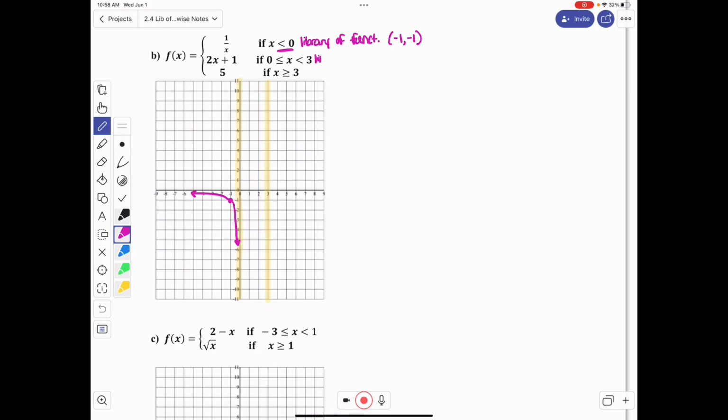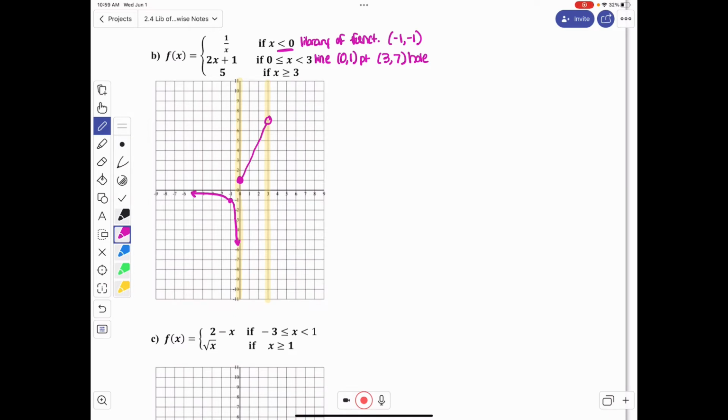This graph, remember, is just going to be a line. This one we can plug in a 0. So 2 times 0 is 0 plus 1 is 1. And this one is a point because it can be equal to. So we get 0, 1. And then we will plug in 3. We plug in the beginning and the end. So 2 times 3 is 6 plus 1 is 7. And that point is a hole. So 3, 7 is a hole. And we just connect those two to get our line.